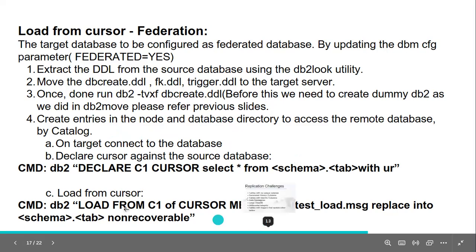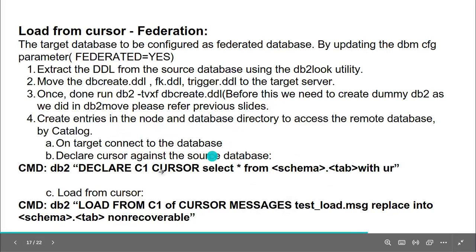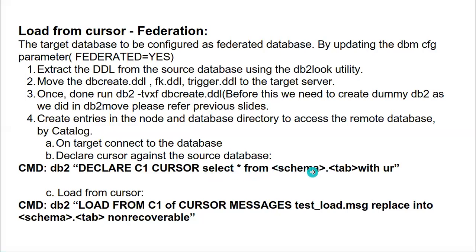So how do we need to do that? That is the command at the bottom. If you see, this is the command: DB2 declare C1 cursor for select star from schema.tabname with UR. With UR, we basically need to add it because, as I said, it's real time. If someone is adding data to the source, it will keep on adding there and it will keep on reading that.